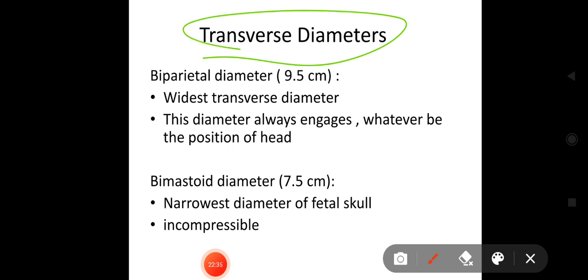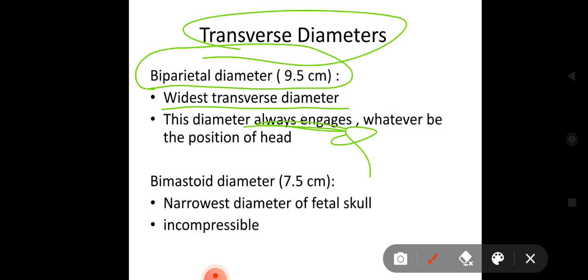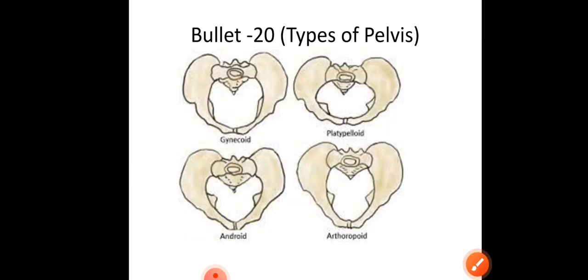Transverse diameters: biparietal diameter 9.5 centimeter. The widest transverse diameter is the biparietal diameter. Which diameter always engages whatever be the position of the head? It is the biparietal diameter, the widest transverse diameter. Bimastoid diameter is 7.5 centimeters, the narrowest diameter of the fetal skull, and it is incompressible. These all are important points.